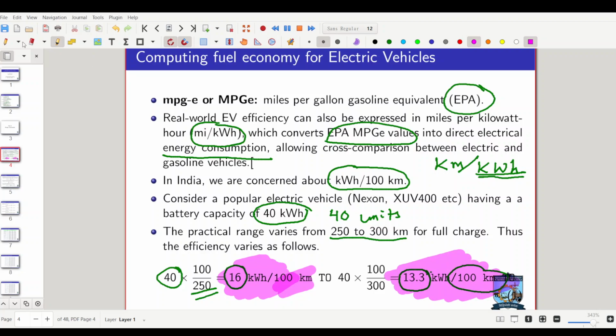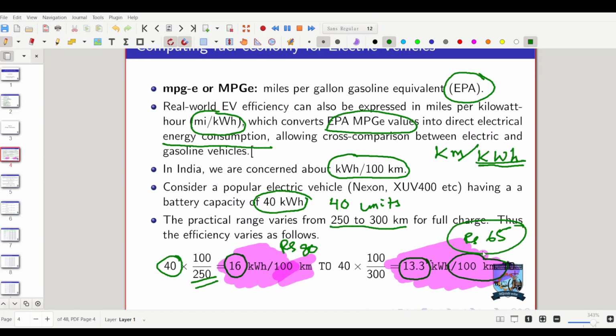Now, if you consider the cost, what will be the cost? The average cost for power in our state is around 5 rupees per unit. So it will be around 80 rupees only for 100 kilometers, whereas in this case it will be around a mere 65 rupees per 100 kilometers. So these electric vehicles, the popular ones, are quite efficient and cost effective.